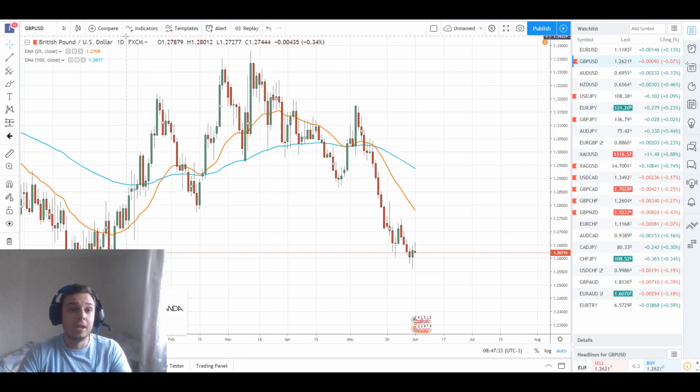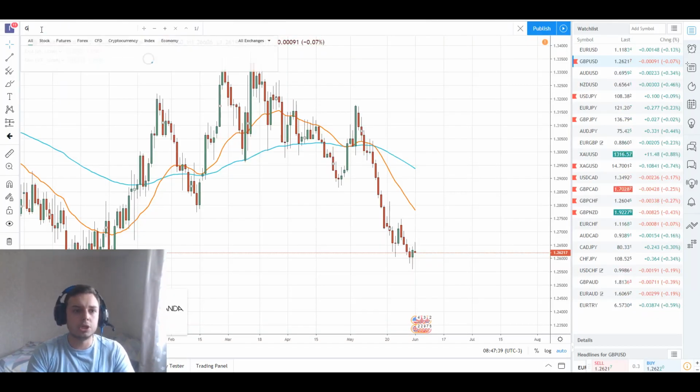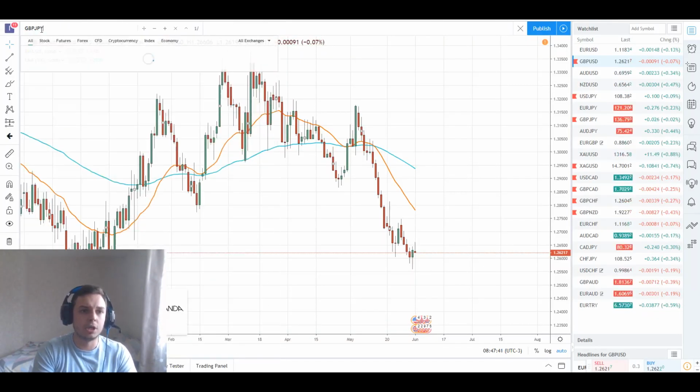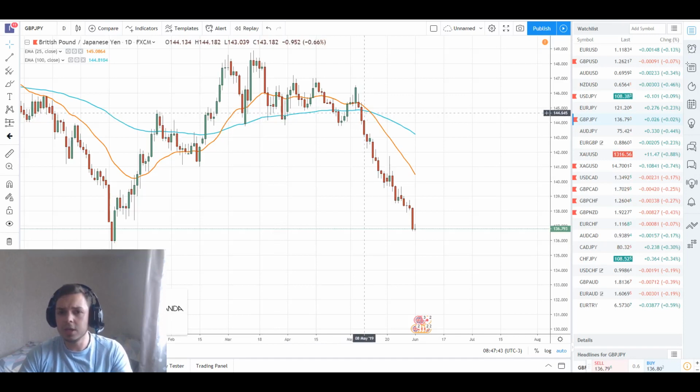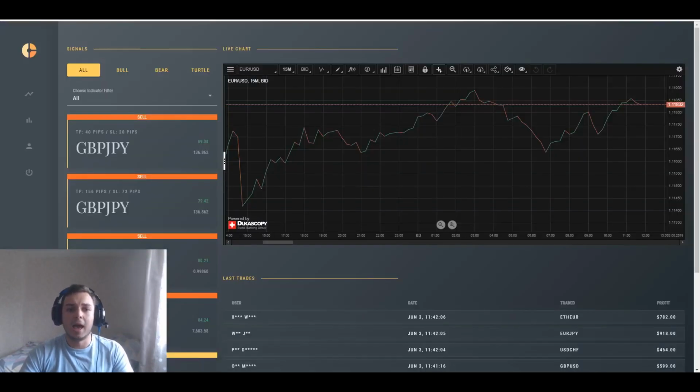That is what I'm saying. So let's just play some trades. Let's have a look at the GBP JPY. So as you can see on GBP JPY, the crossover has already happened, and it's a sell trade over here.